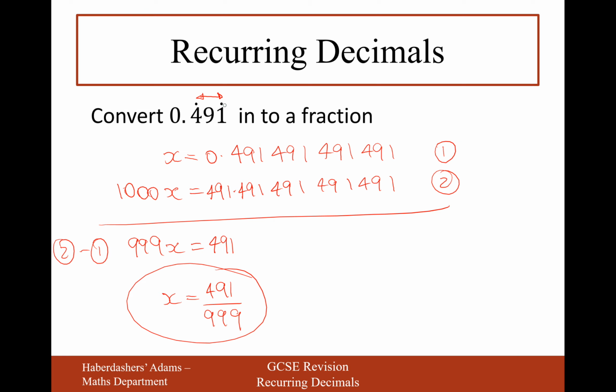So just make a note of the notation. If you've got 2 recurring points, then it's every digit in between those 2 recurring points that will be repeated.